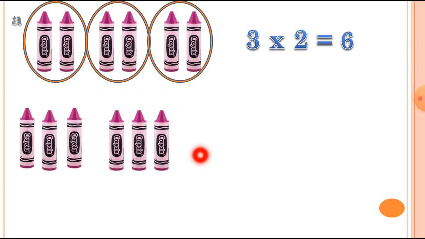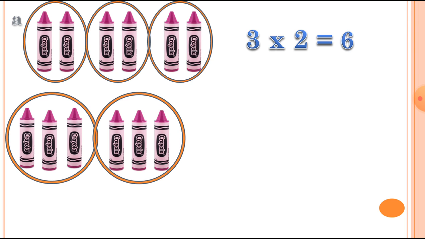Now let's make another arrangement, group 1, group 2. So total there are 2 groups and each group has 3 crayons. So we can write it this way. There are 2 groups and each group has 3 crayons. So 2 threes is equal to 6. You can call it a multiplication fact. 3 twos are 6 and 2 threes are 6.